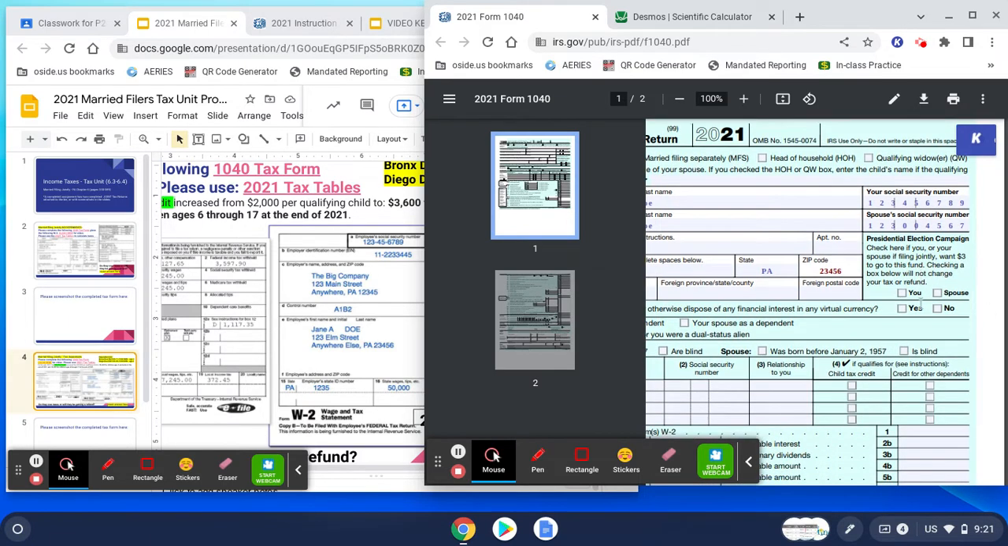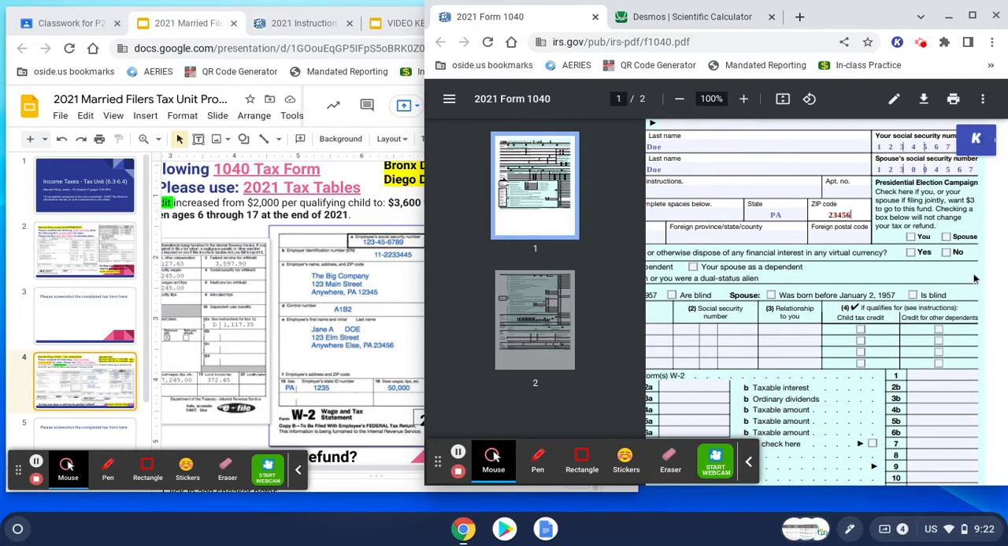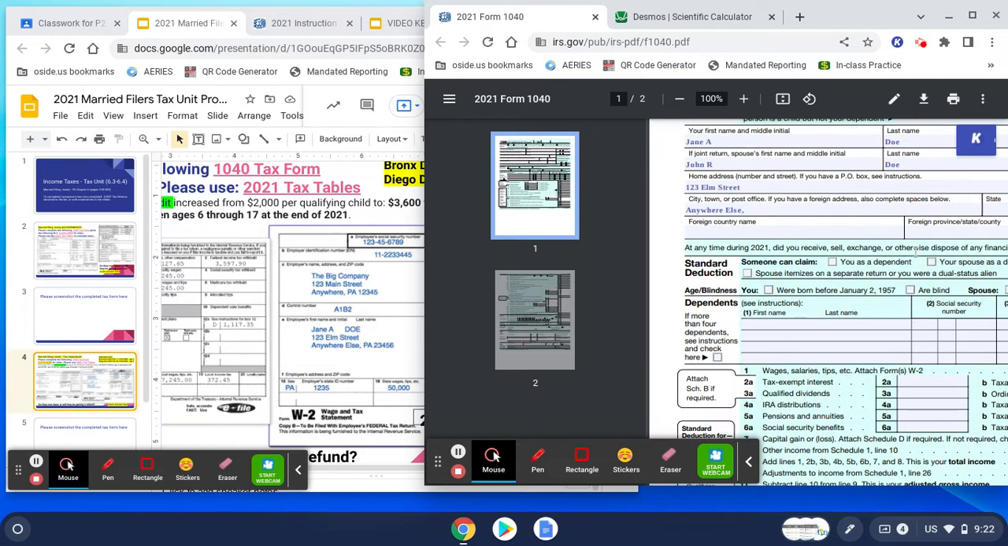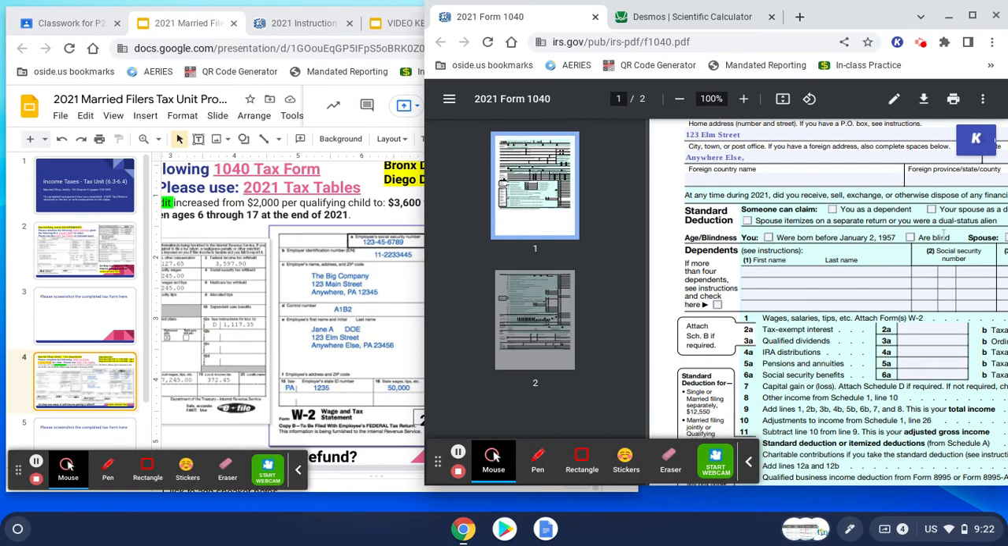Not going to check any donations to the presidential campaign. Did we receive any virtual currency? No. What if you did? What if you sold your virtual currency? You would check yes here. Can someone claim you as a dependent? No. And were you born or are you blind? No. But if you were born before this date or if you are blind, you would check those.